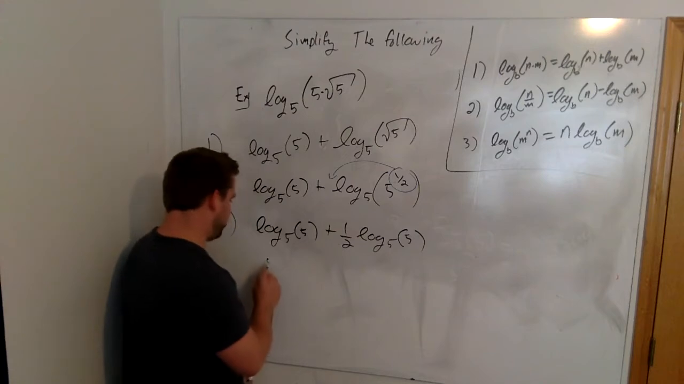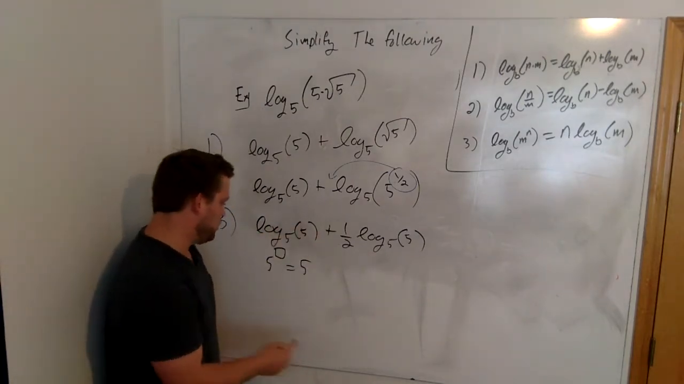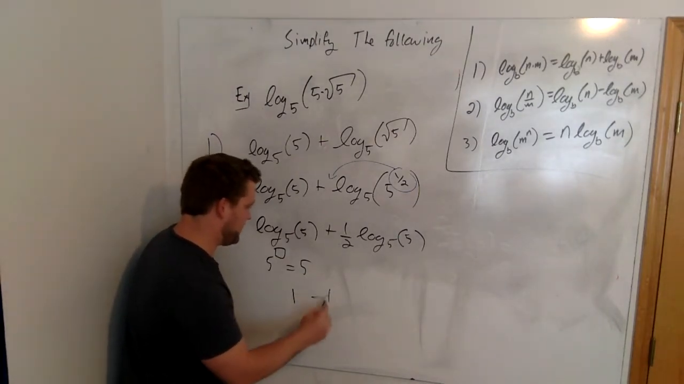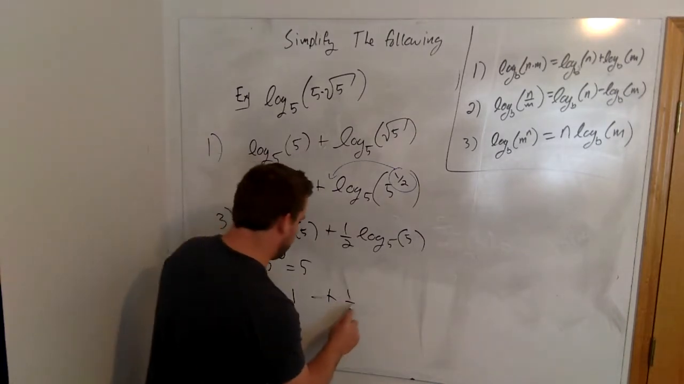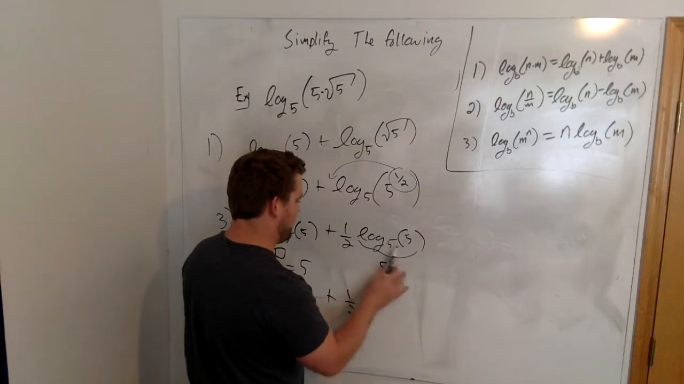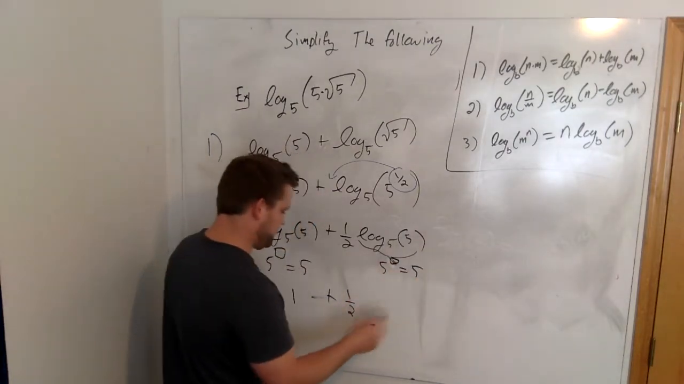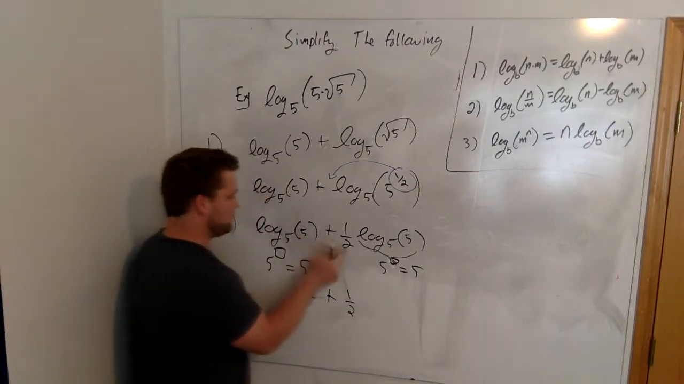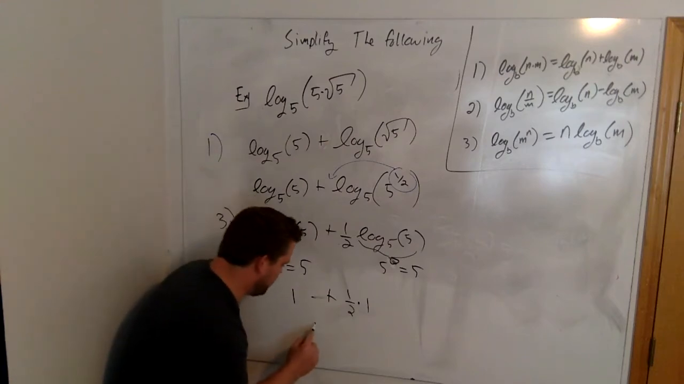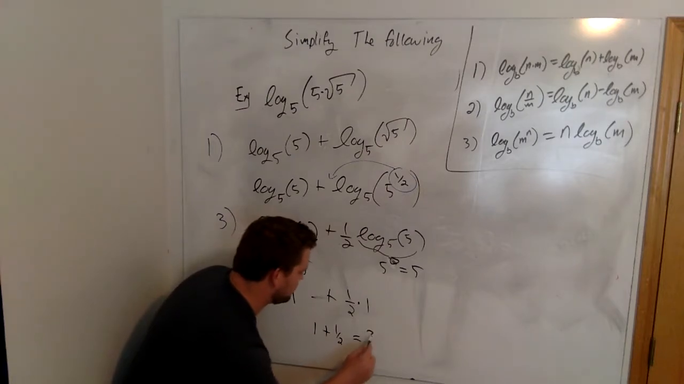What is this saying? This is saying 5 to what power gives us 5? Well, I hope you believe 5 to the first power gives us 5. And over here we have a 1/2 times, this is asking the same question, 5 to what power gives us 5? I hope you believe that's 1. So we have 1 plus 1/2 times 1, or 1 plus a half, which I hope you believe 1 1/2 is 3/2.